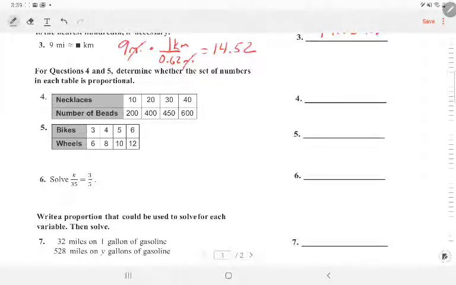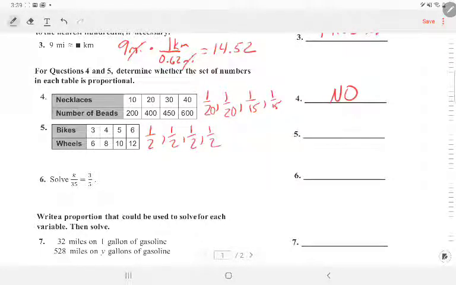Okay? Number 4 and 5, we want to know if it is proportional. Well, let's take a look. So 10 over 20 could go down to 1/2. 20 over 40 could go down to 1/2. 30 over 450 is 1 over, not 1 over 1/2, I'm sorry, 1 over 15. And 40 over 60 is 1 over 15. And so this is no. On the next one, 3/6 is 1/2. That's where I got the 1/2. 4/8 is 1/2. 5/10 is 1/2. And 6/12 is 1/2. So the answer is yes, they are proportional.